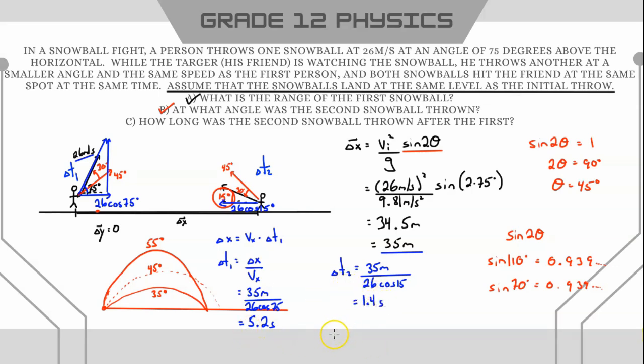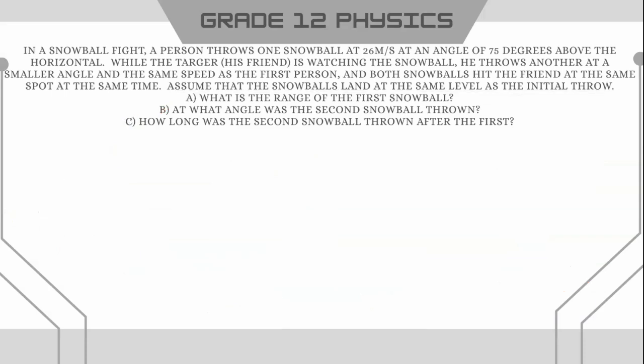So our difference, we just subtract them. So 5.2 seconds minus 1.4 seconds. And we get 3.8 seconds. That means for them to hit at the same time, the second snowball is thrown 3.8 seconds after the first. So check. All right, so that's the answer to this question. If you want to watch now, I will show you where this equation comes from. This is going to take me more space, so here we go.